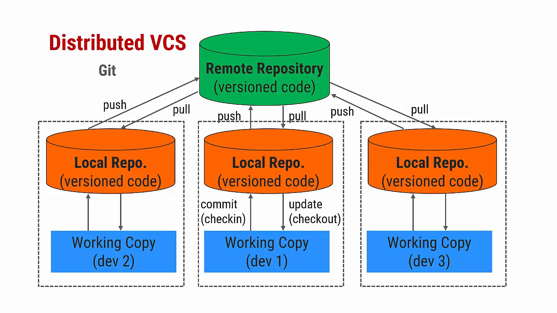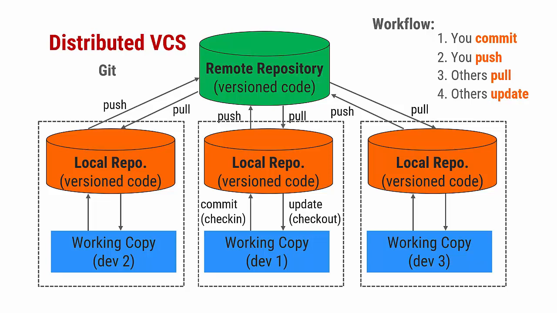Now, for your changes to be visible to other developers, let's see what the workflow would be. So the first thing that you would do is you would commit your changes to the local repository. And then from the local repository, the changes would be pushed to the remote repository. And then other developers would have to pull the changes or the latest version from the remote repository into their local repository, and finally they would update their working copy from the local repository. Okay, so those are the 4 steps.